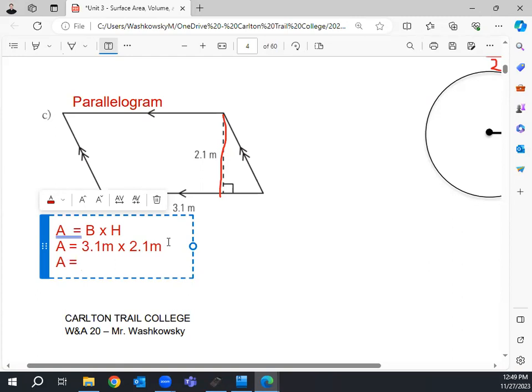It's going to give me an answer of 6.51 meters squared.